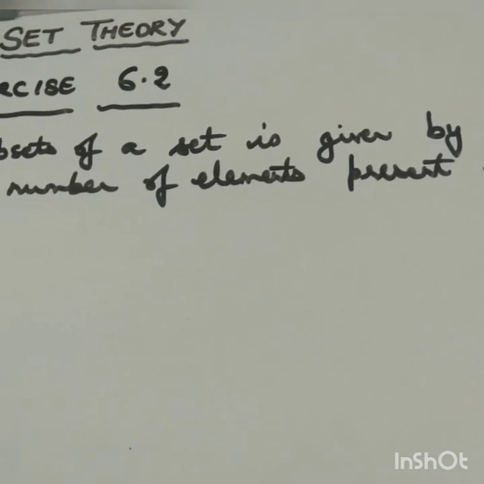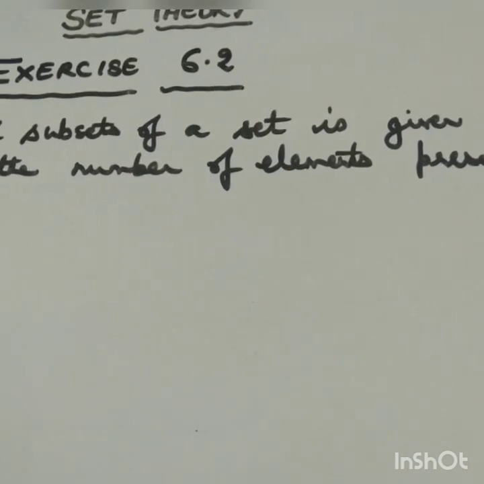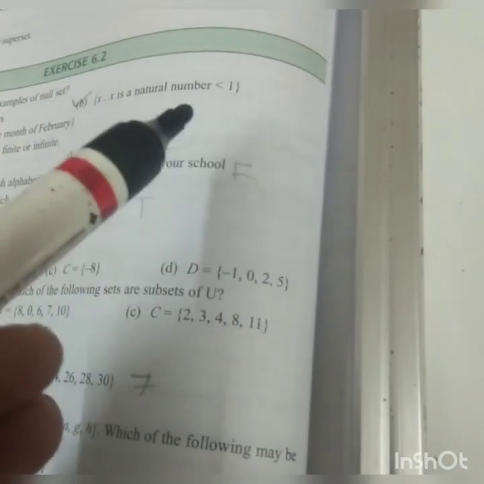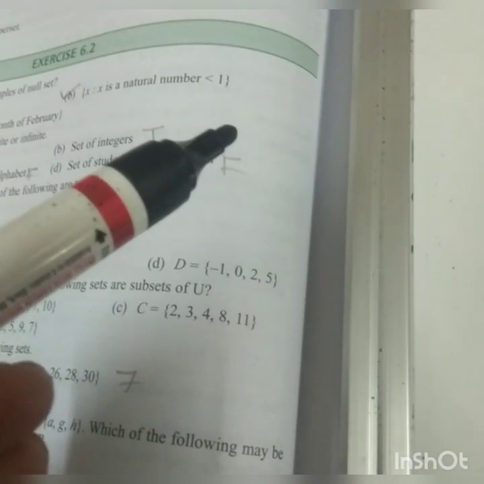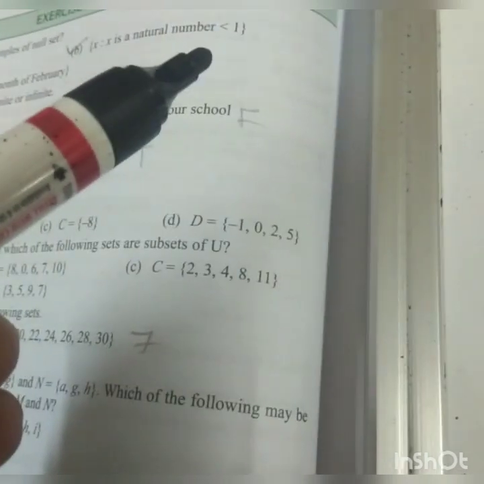Now exercise 6.2, question number 1 is an oral question. Which of the following are examples of null set? X such that X is a natural number less than 1 will be null set because there is no natural number possible. Similarly, second question, X such that X is the 30th day in the month of February, so that is also null set. So in question number 1, A and B are null set.